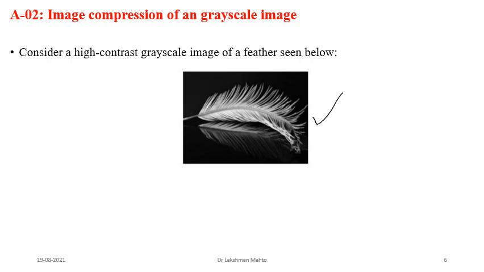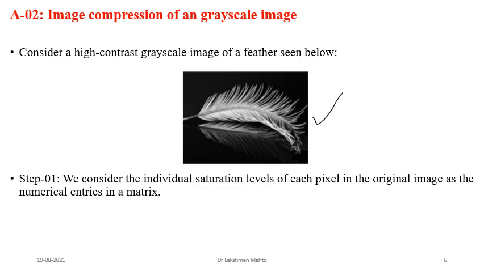So in an image you can simply observe that it is actually a matrix, and the size of the matrix would be based on the total number of pixels given here. Pixel is the elementary unit. So in step one, we consider the individual saturation level of each pixel in the original as the numerical entries in the matrix. That means whatever pixel, that elementary unit of this picture, we consider as an entry in the corresponding matrix.